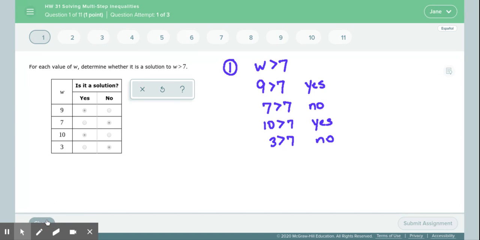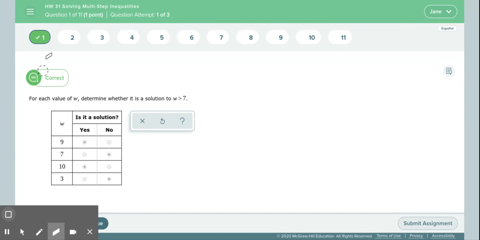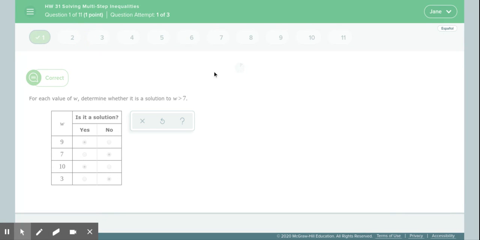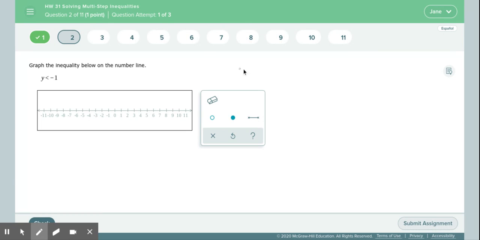Don't forget that for homework, you should be able to check your work as you go. And if you miss something, please go back and fix it. Don't just fix it on ALEKS, but please also fix it on your work page as well. All right, so then on my next one, this one is question number 2. All right, and so I would show any work that I may need for question number 2.